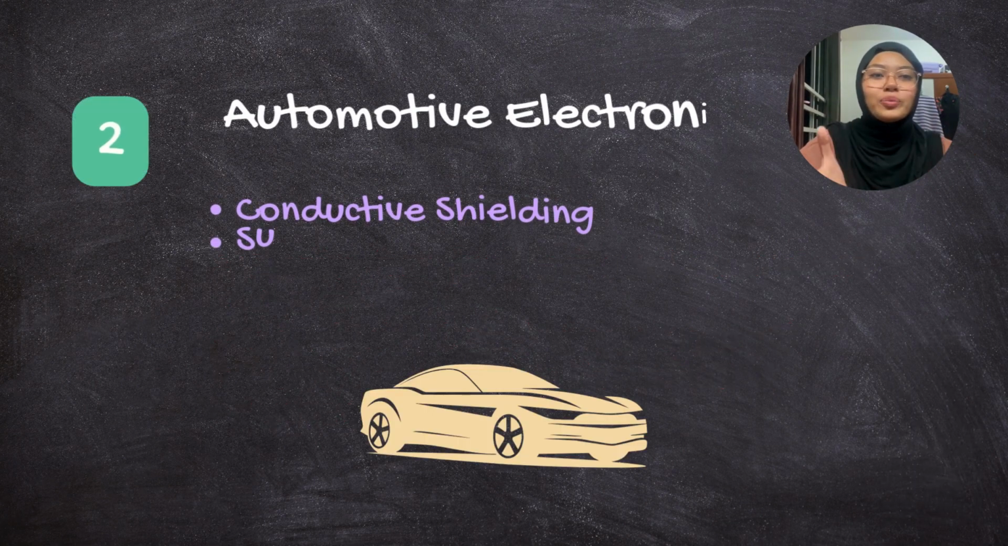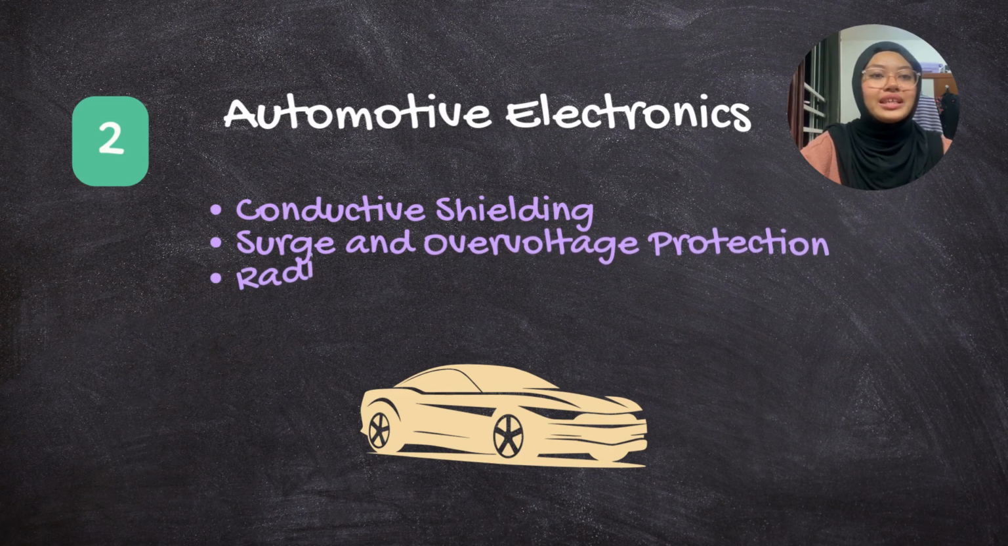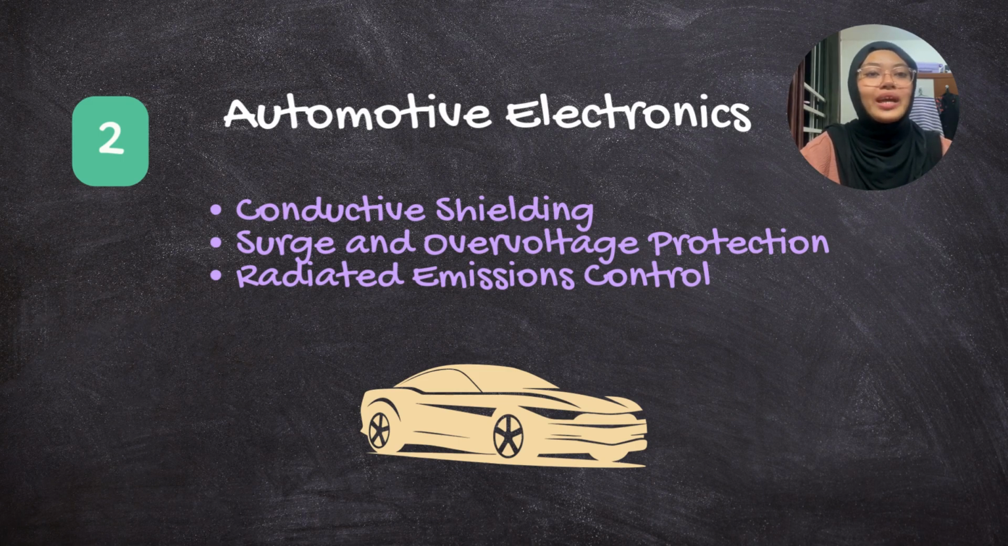Secondly, in automotive electronics, conductive shielding is essential for protecting sensitive components like ECU and infotainment system from external EMI. Other than that, surge and overvoltage protection safeguard systems such as electric drivetrain and battery management from voltage spikes and surges using devices like surge protectors and transient voltage suppressors.